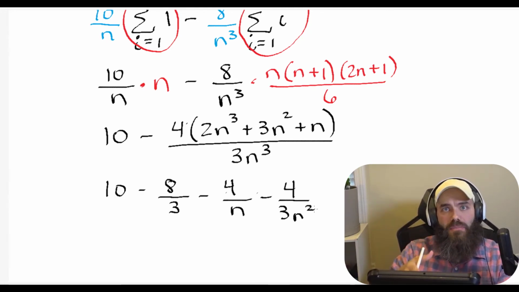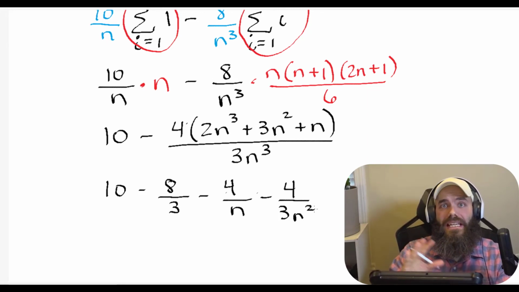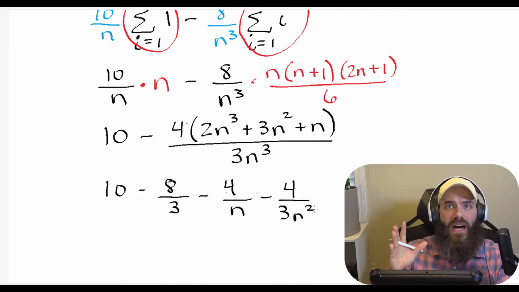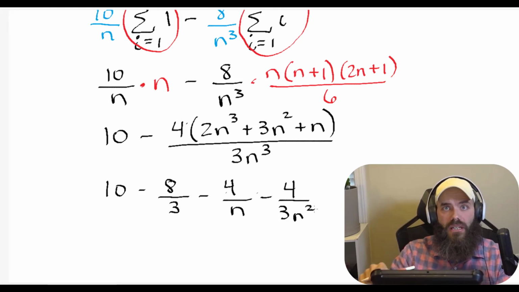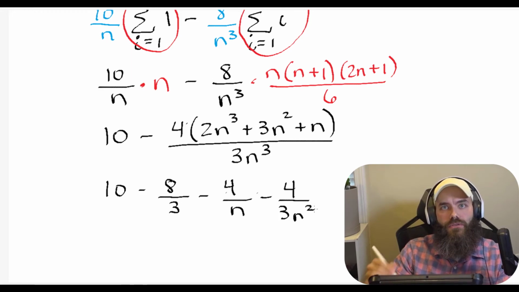Now we have an explicit formula to approximate the area under the curve f of x is equal to 5 minus x squared from 0 to 2 using n rectangles. So if I wanted to find the approximation using 4 rectangles, I would substitute 4 for n, and that will give me an approximation. So let's see what we get if we substitute 4 for n.